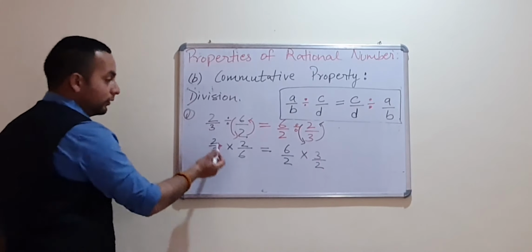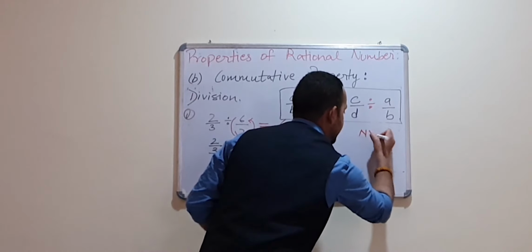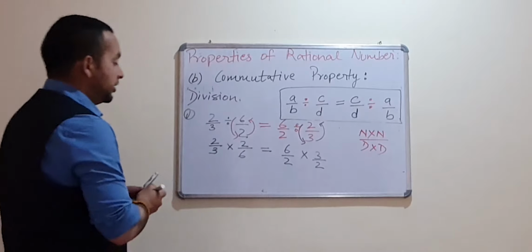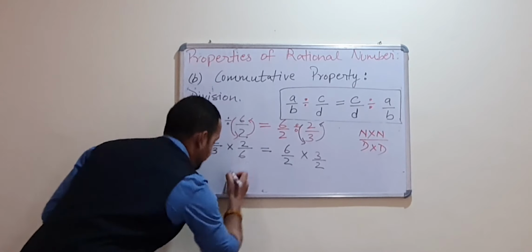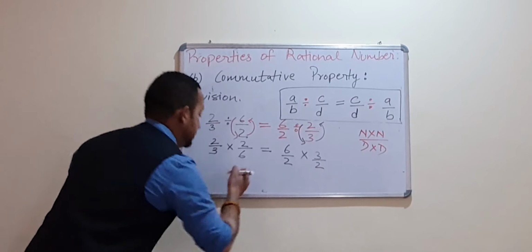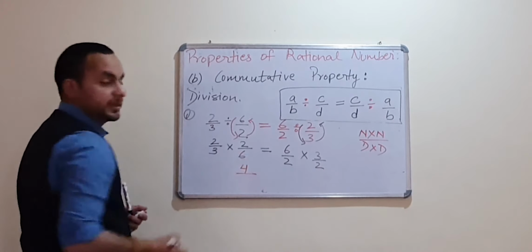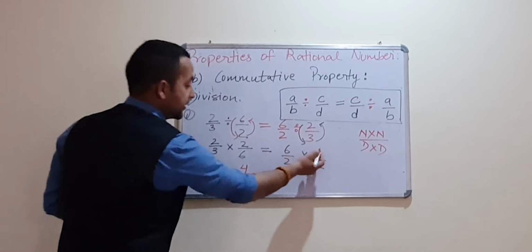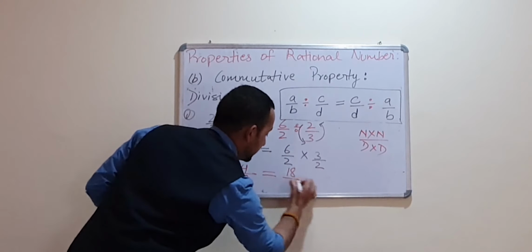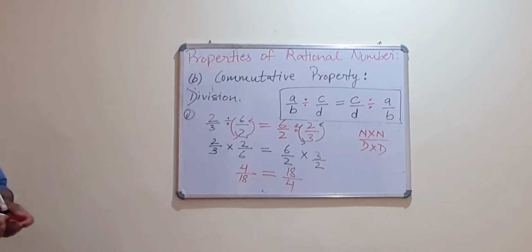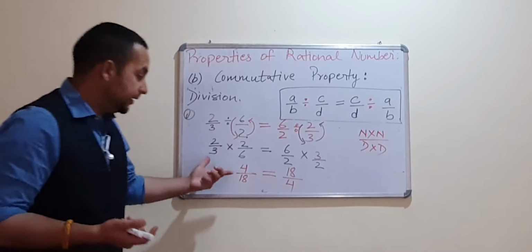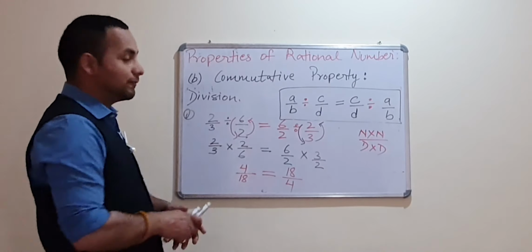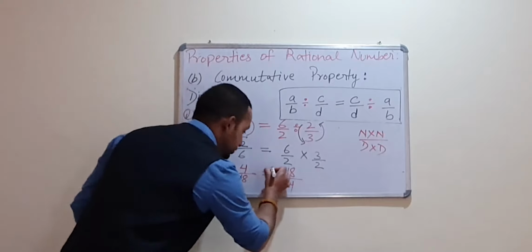Now we are using the formula that numerator always multiplies numerator, denominator always multiplies denominator. So 2 multiply 2 is 4, 2 multiply 2 is 4, 3 multiply 6, 3 sixes are 18. 6 threes are 18, 2 twos are 4. Now see, it's totally different, right? It's 4 upon 18 and it's 18 upon 4.